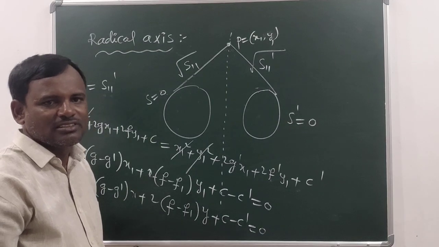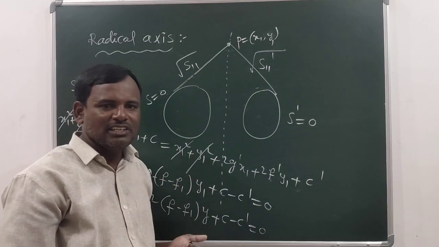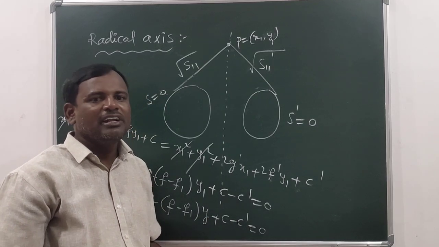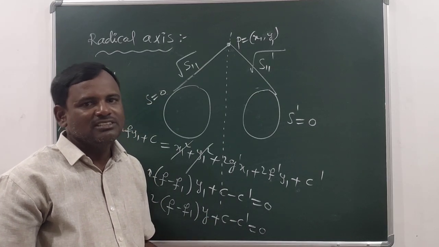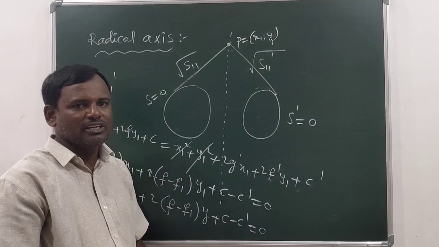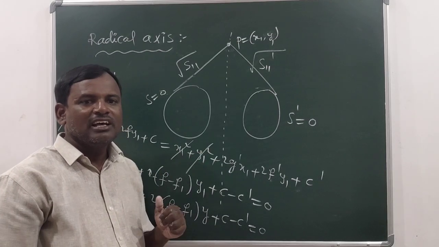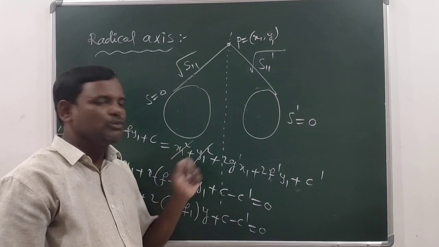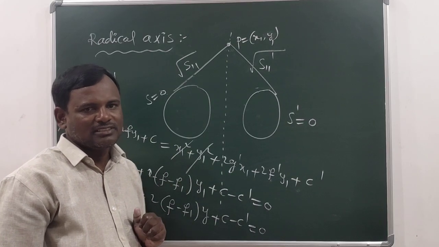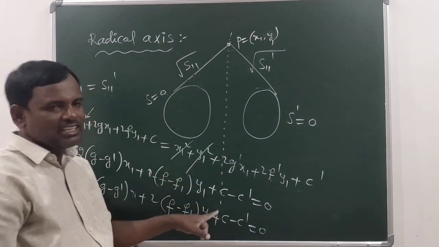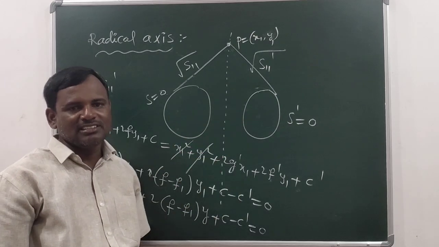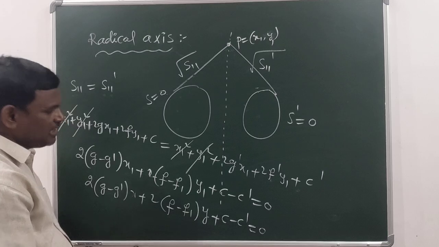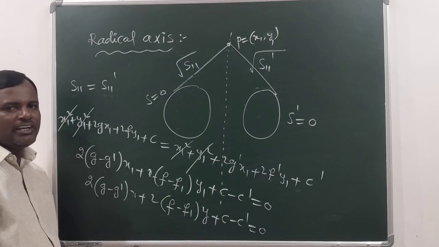The two circles may be non-intersecting, or may touch, or may not touch. We have 6 relative positions of two circles. So let us discuss the radical axis for those relative positions of circles. So this is the radical axis for non-intersecting circles. Okay students, I hope you have got it.